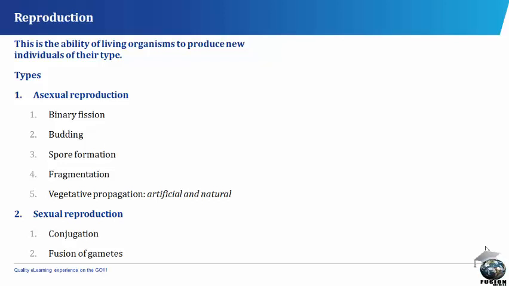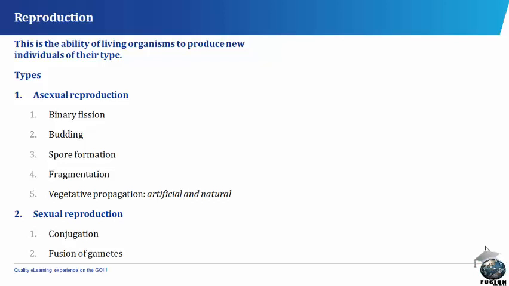1. Conjugation. 2. Fusion of gametes. Conjugation. Conjugation is a simple type of sexual reproduction which occurs in some lower organisms such as Mucor, Rhizopus, Paramecium, and Spirogyra. Conjugation is a process by which nuclear material is passed from one cell to another.